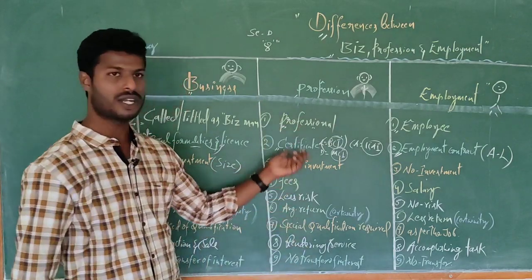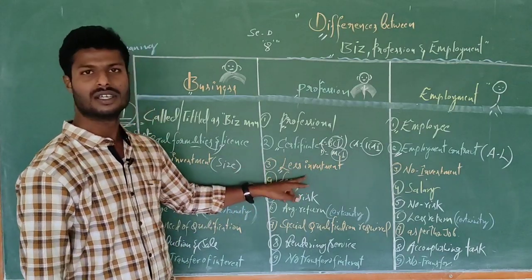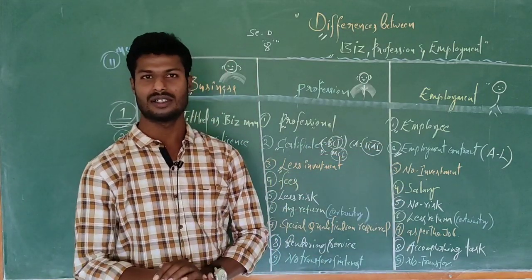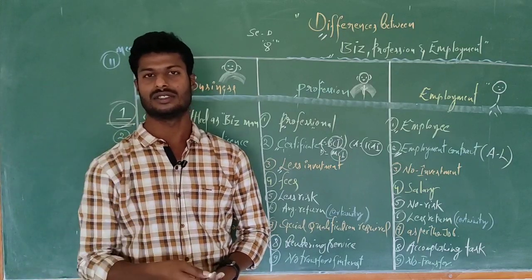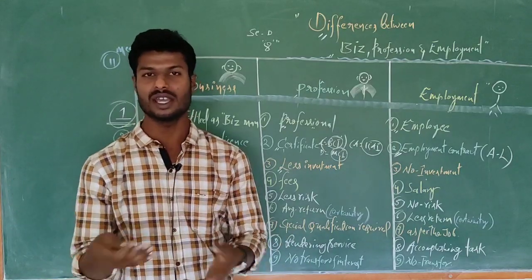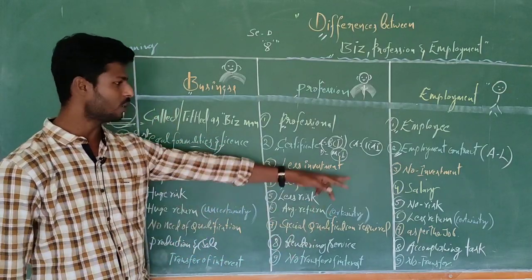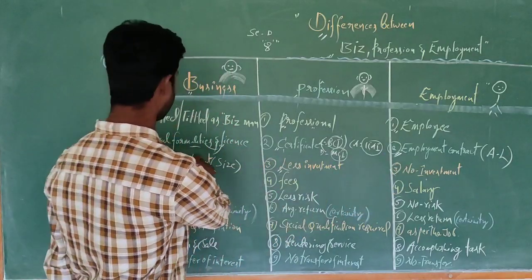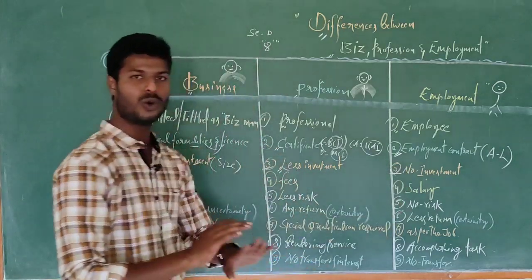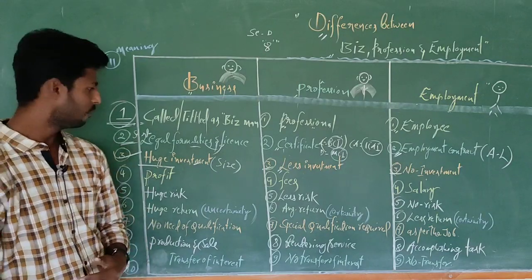But to render services to the public, a profession requires a smaller amount. Compared to business, the investment here is less. Next, employment: no investment at all, because we go and work under an employer, in a factory, and there is no need to invest any money or capital. So business requires huge investment, profession requires less investment compared to business, and employment requires no investment at all. We work for salary or wages.